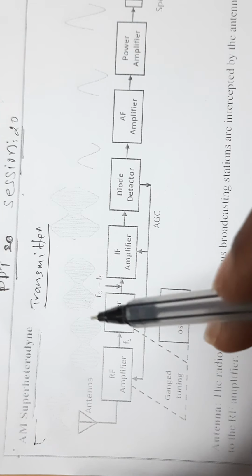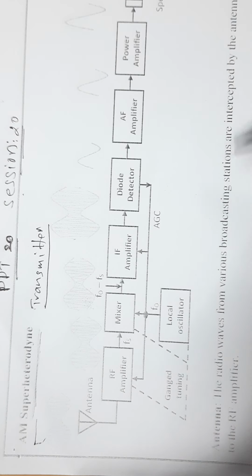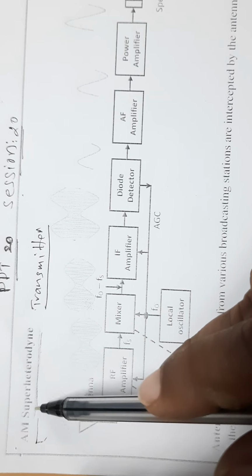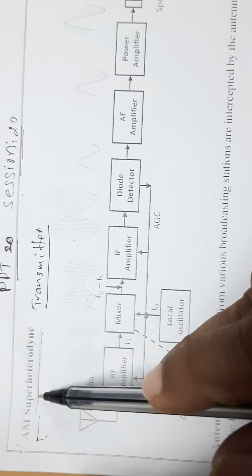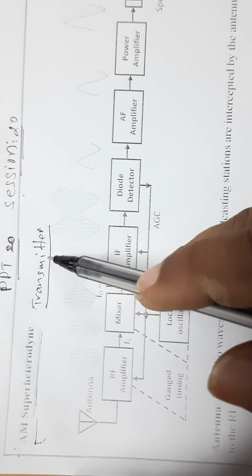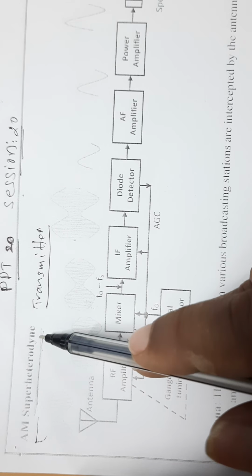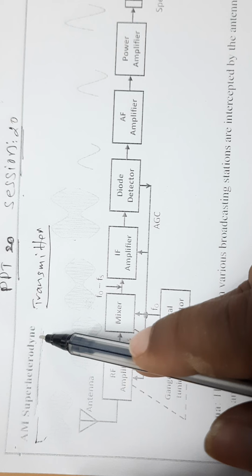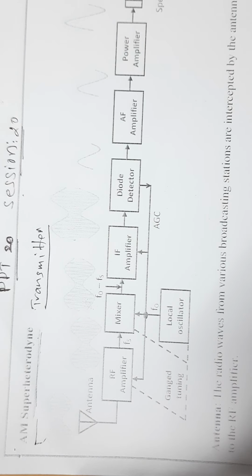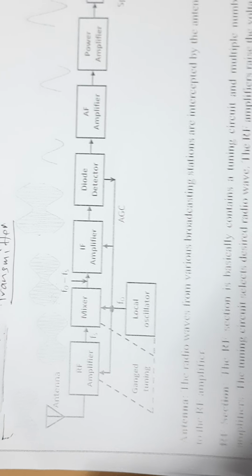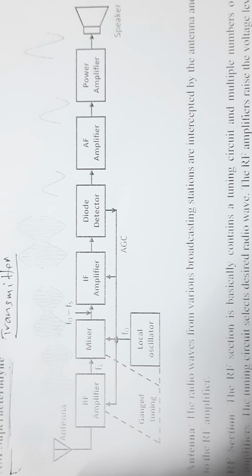Now, we shall discuss only the block diagram of amplitude modulated super heterodyne transmitter. Heterodyne means mixing up of frequency. Here in this device, we mix up the two frequencies by a mixer. That is called super heterodyne process. See, this is the simple block diagram.